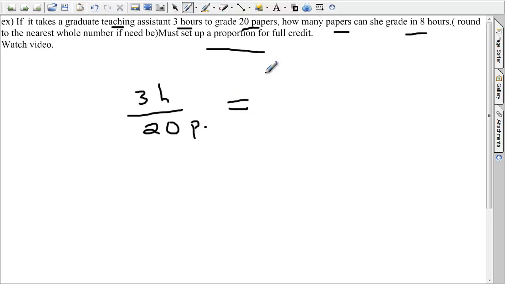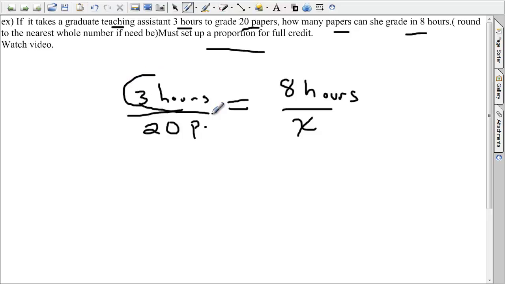Is as 8 hours then she could grade a lot more papers. How many? We don't know. We'll call that X. So now we've set up our proportion. And big note to self, notice hours in the numerator, hours in the numerator. You want to be consistent with your units. And then go ahead and cross multiply.